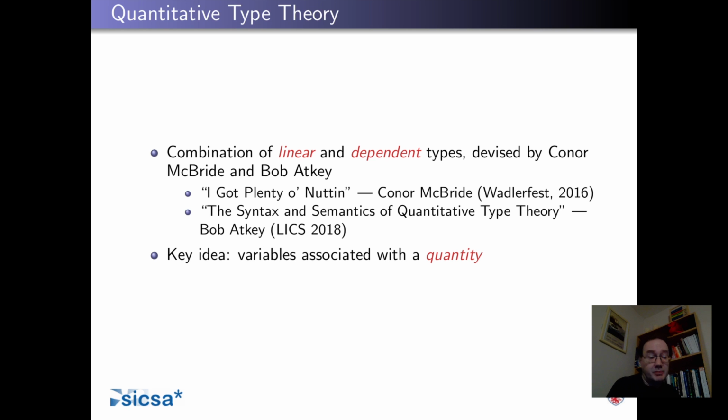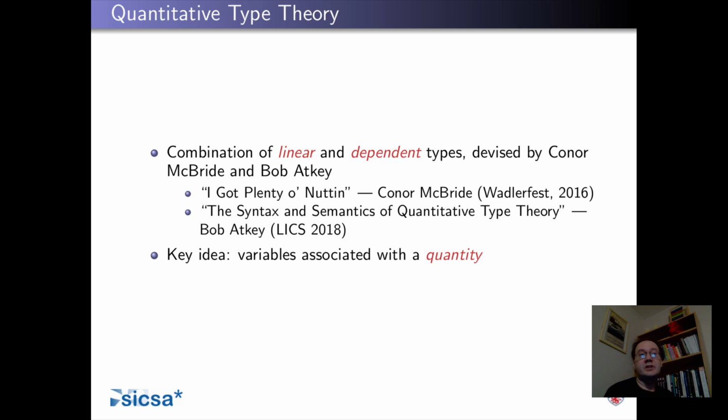And this explains the basic idea behind it. It gives a first description of the type system. It turned out there was a small bug in that type system, which Bob Atkey resolved, and then there's a follow-up paper, The Syntax and Semantics of Quantitative Type Theory. Essentially, that is what's implemented inside Idris 2. So the key idea behind it all is that variables are associated with a quantity.